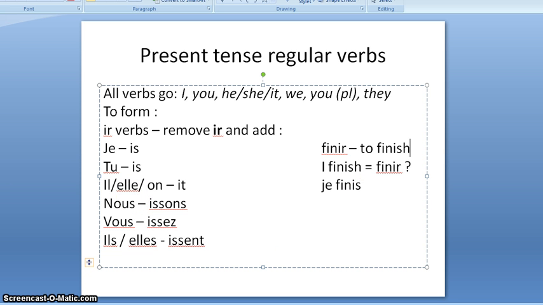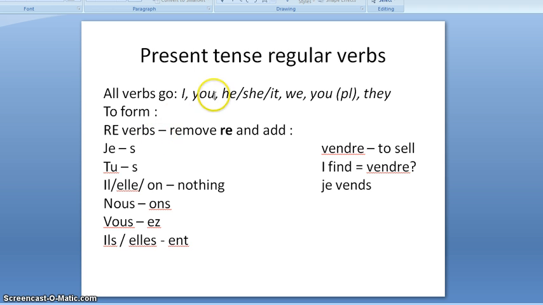That's ir verbs. And re verbs, again, we take the re off, and then we add these endings. So for the je form, the I form, I just add s. The you form, tu, I just add s. Il, elle, on, don't do anything. So you take the re off, don't add anything at all. Nous, the we form, we add ons on the end. Vous, we add ez on the end. And ils and elles, the they form, ent. I should note that ent is not pronounced. The t at the end of this is not pronounced.